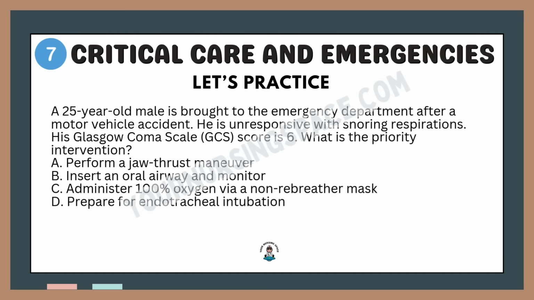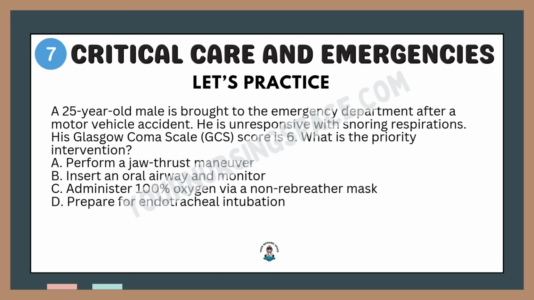All right, let's practice some questions and see if you are understanding well. Question: A 25-year-old male is brought to the emergency department after a motor vehicle accident. He is unresponsive with snoring respirations. His Glasgow Coma Scale, GCS, score is 6. What is the priority intervention?